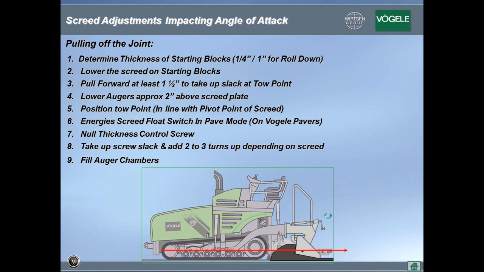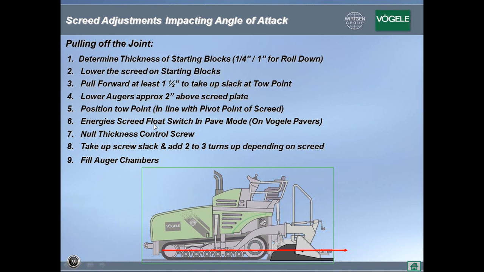So how do we take off from the joint? Proper takeoff: determine your mat thickness, 1/4 inch per inch of roll down. Lower your screed onto the starting blocks. Pull forward to take up the slack between your pull point and your pull bracket. Lower your augers approximately 2 inches above the screed plate. Position your toe point aligned with the pivot point of the screed.